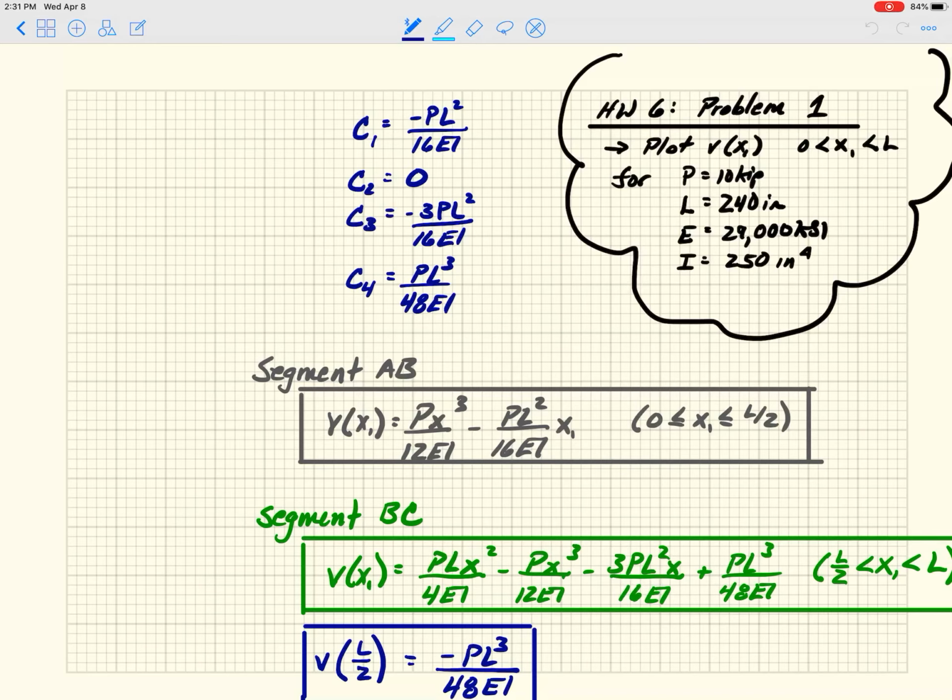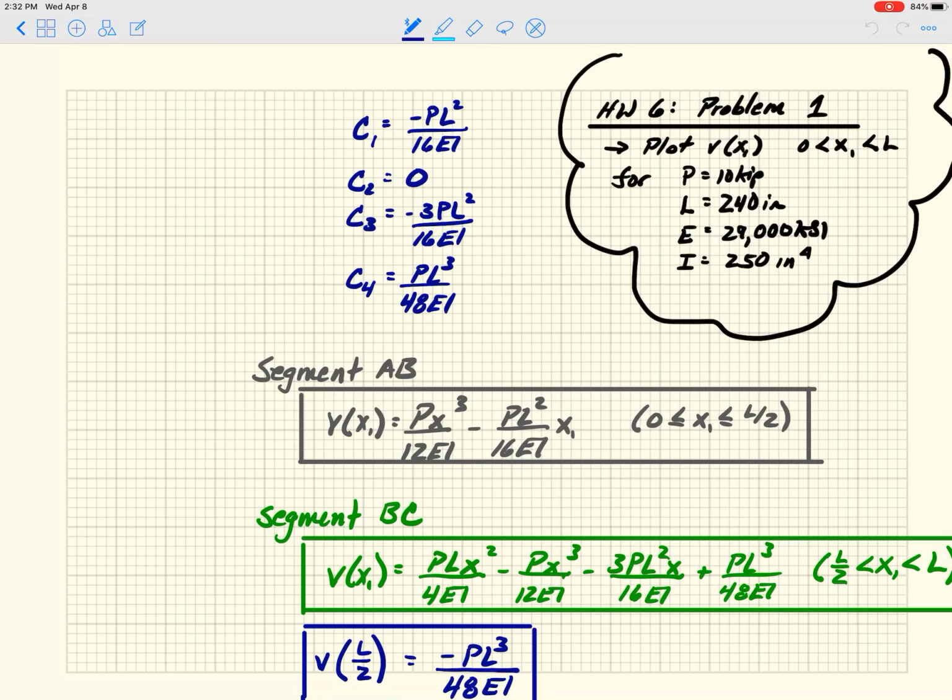And when you plug in, you will get the elastic curve for segment AB. You see it there. That's valid again from 0 to L over 2. So that's segment AB, the gray one. And then you also get an elastic curve for segment BC, which is the green one, and that one has a bunch more terms. And that is valid from L over 2 to L. And if you then plug in v of L over 2, you get minus PL cubed over 48 EI.